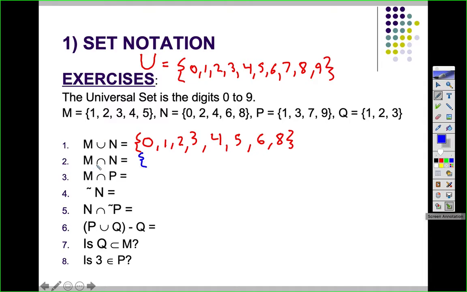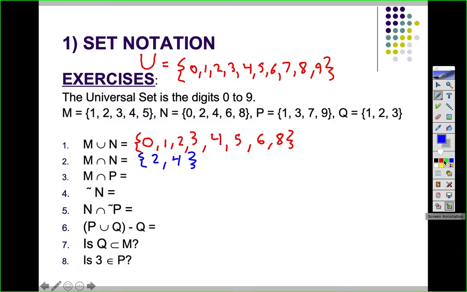It has to be in the overlap. Is 1 in the overlap? No. Is 2? Yes. Is 3? No. Is 4? Yes. Is anything else in the overlap? Not at all. That is it. Those are the overlap. That means and.